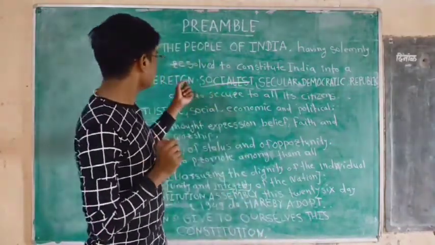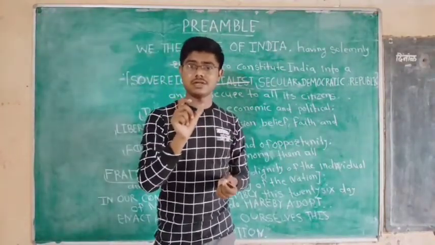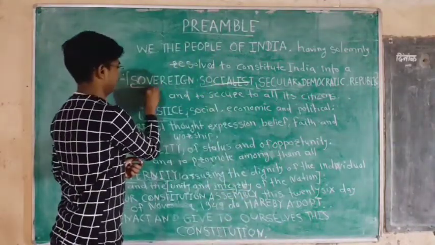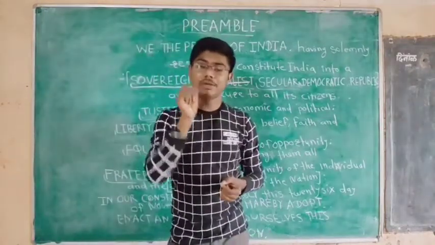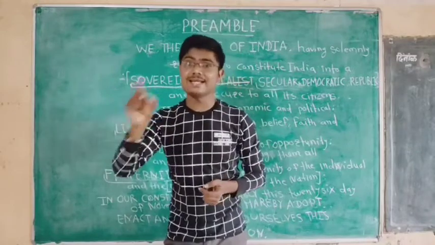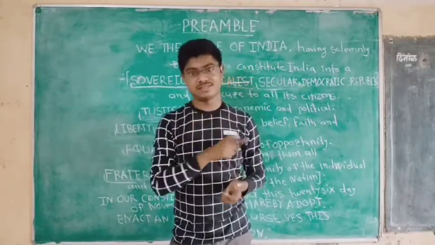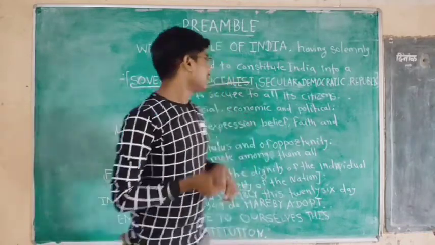Then, friends, we have to understand certain terms or keywords. First, sovereign. What does it mean? We have the ultimate power to make decisions on internal as well as external matters. There is no external interference. We have the ultimate power, that is sovereignty.